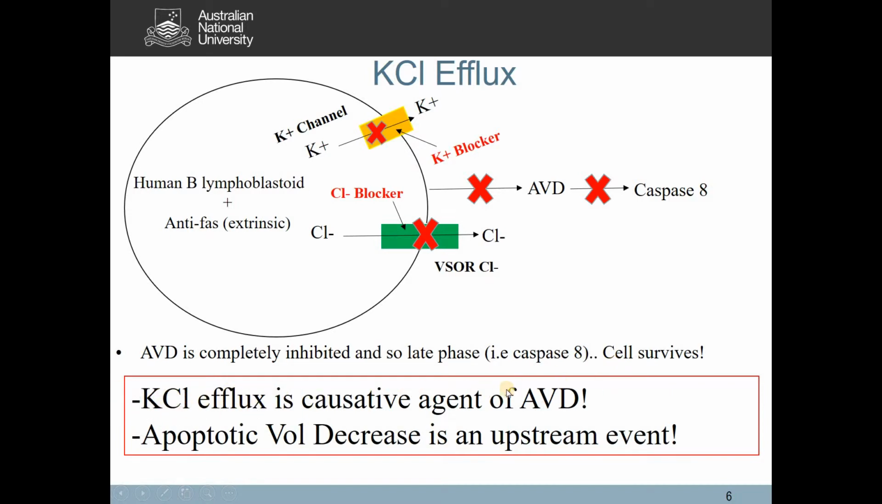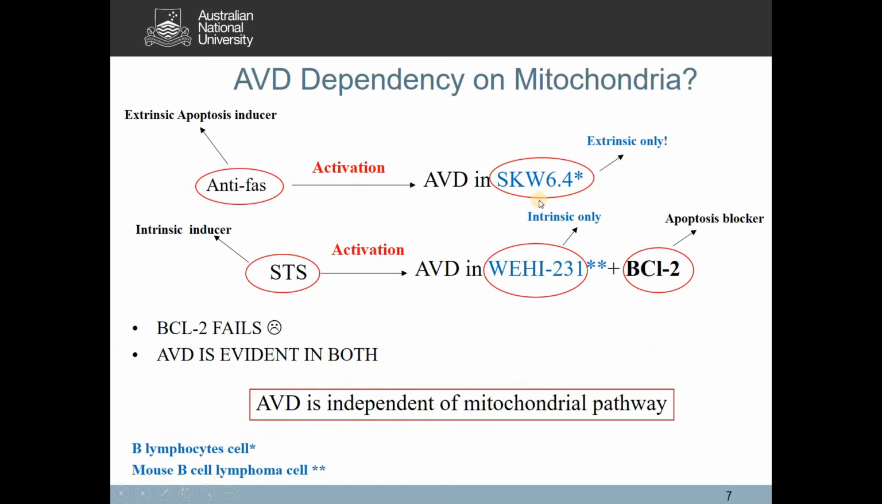causative agent of AVD. We also know that the apoptotic volume decrease must be an upstream event compared to caspase 8, or caspase 9 in the intrinsic pathway, but in this case it's an extrinsic pathway. So this means this is a major involvement in the cell's demise. If we inhibit this too, the cell would actually survive. Right? We can keep the cell immortal forever if we just don't let the AVD occur.